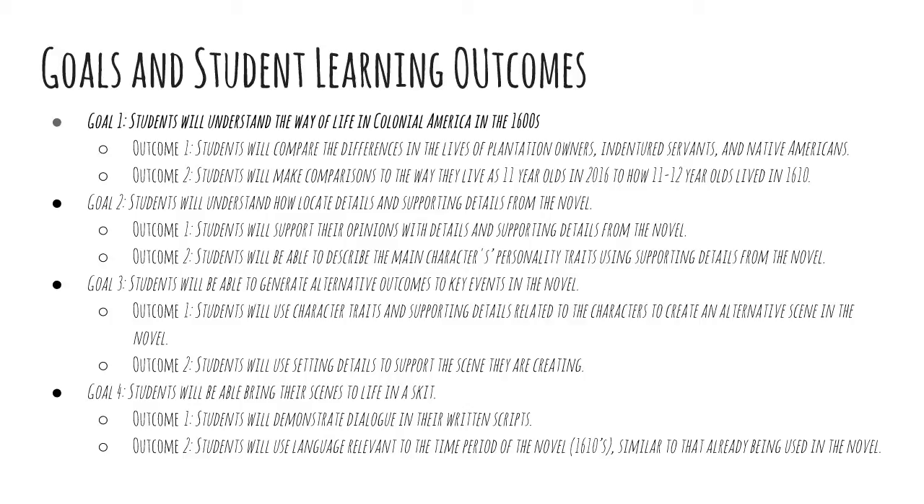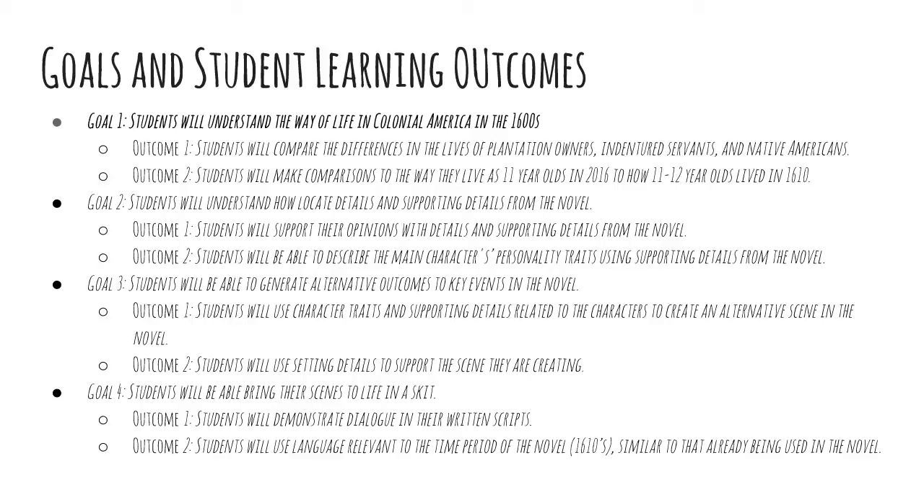Goal number 2 is students will understand how to locate details and supporting details from a novel. The first outcome would be that students will support their opinions with details and supporting details from the novel. Their second outcome would be that students will be able to describe the main character's personality traits using supporting details from the novel. That's going to be very key in our unit.